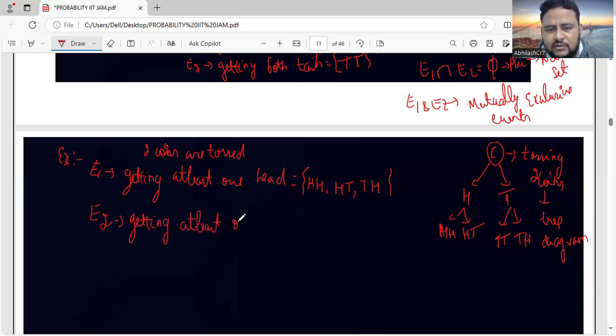Getting at least one tail. So at least one tail means I can write TT here. Okay, and it can be tail and head or head and tail.